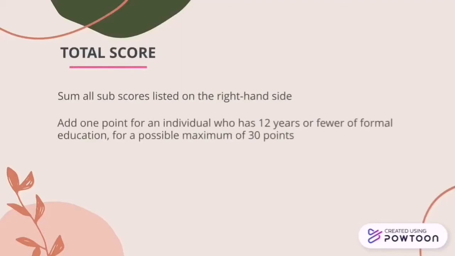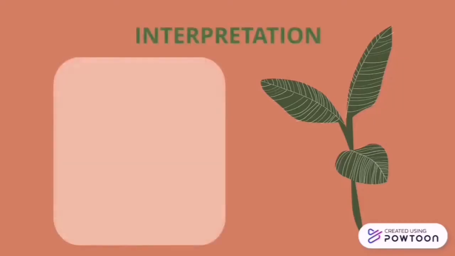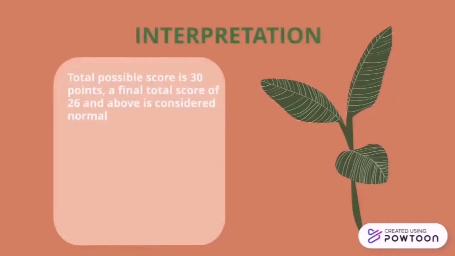Add 1 point for an individual who has 12 years or fewer of formal education. If a subject scores 30 over 30, a point is not added even if he or she has 12 years of education or less. For interpretation, the total possible score is 30 points.